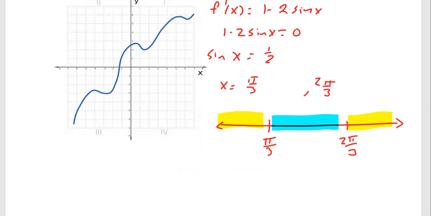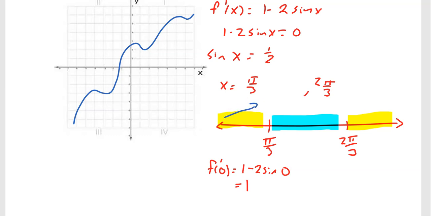So in my first interval, I'm going to pick something that's less than pi over 3. So you know what? Let's be crazy and use a 0. Okay, so 1 minus 2 sine of 0. If you wanted to grab a calculator and do it, sine of 0 is just 0. So that is just going to equal 1, right? And that tells me it's positive, so I know my function at this point is headed uphill.